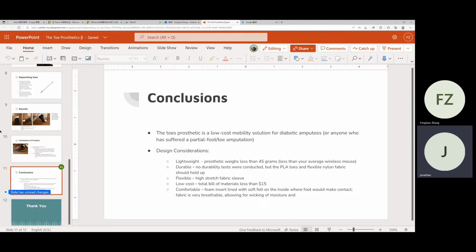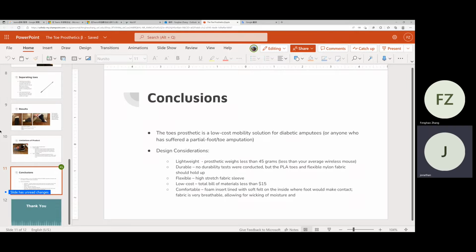And so then moving on to the conclusions of this product, the toes prosthetic is a low cost mobility solution for diabetic amputees, or really for anyone who has suffered a partial foot or a toe amputation. And then we go back to those design considerations, trying to see how we met those. So it was lightweight. The prosthetic weighs less than 45 grams, which is less than your average wireless mouse. This lightweight nature will make it so that it won't be too heavy for the user.